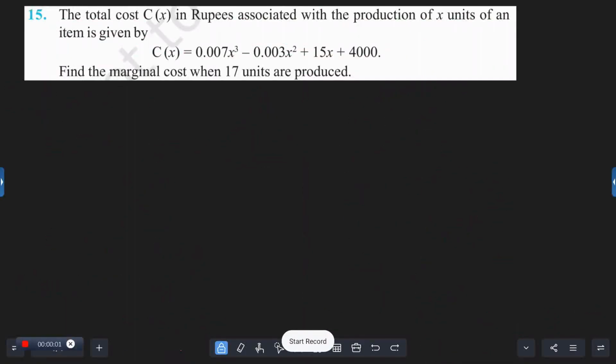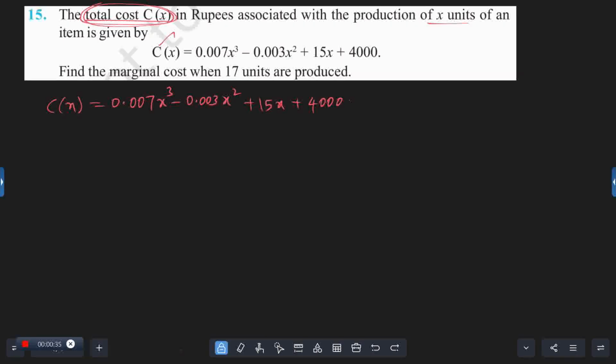That's it. For the next question, number 15: the total cost C of x in rupees associated with the production of x units of an item is given by C of x. Total cost is given. Listen, there is one polynomial: 0.003 x square plus 15x plus 4000. So total cost is given as C of x.